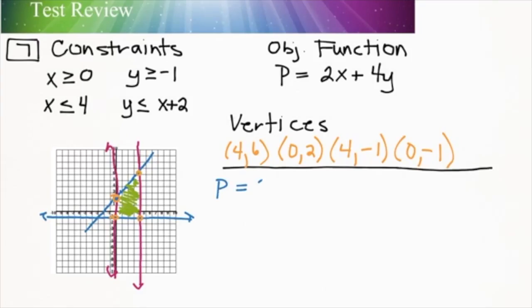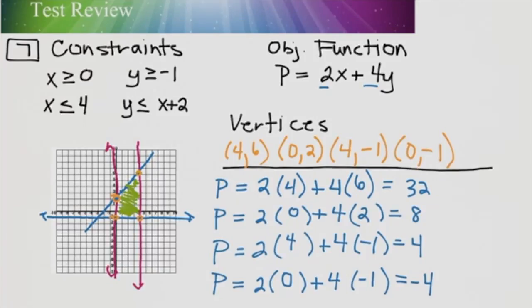Okay, this is where the objective function comes into the problem. All right, I'm going to write out P equals, and I'm going to start using my very first vertex, which is 4, 6. Each one of these requires a separate calculation. So if I plug in 4 for the x and 6 for the y, I get 32. Okay, notice that I went ahead and put all of the other P functions in there so that you could see this. If I plug 0, 2 into the second one, and then 4, -1 into the third, and 0, -1 into the fourth one.